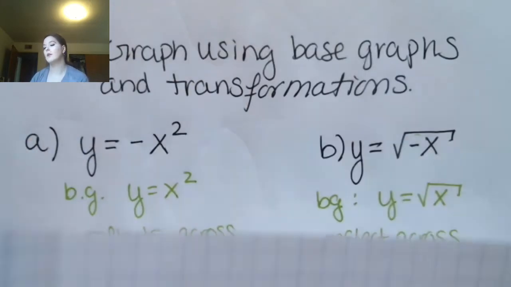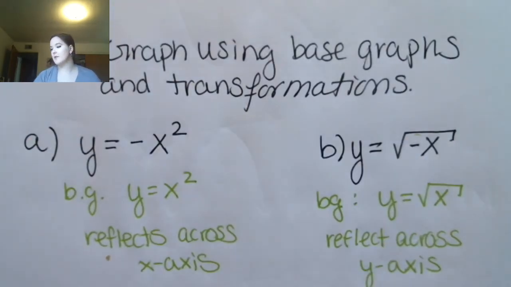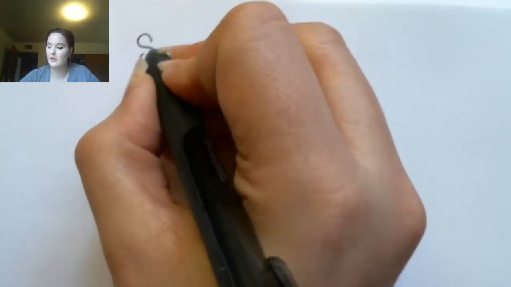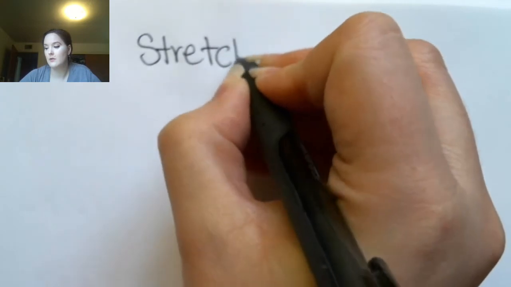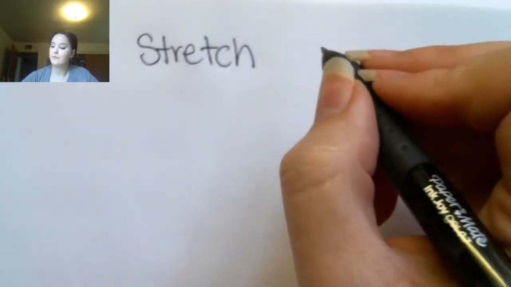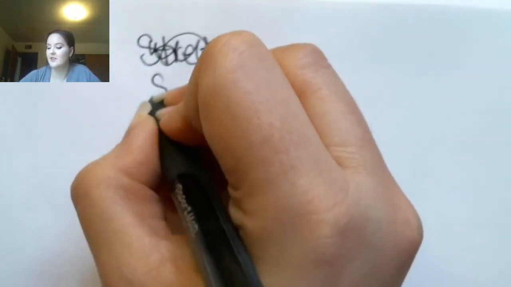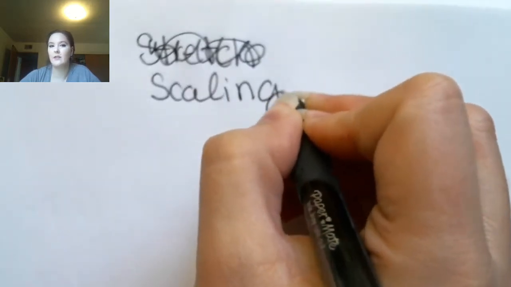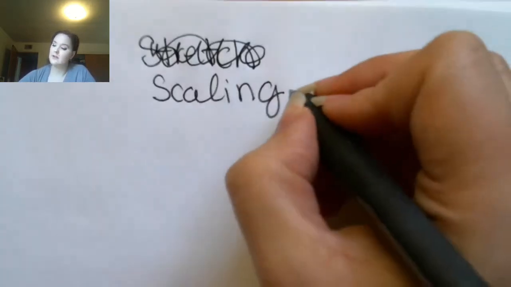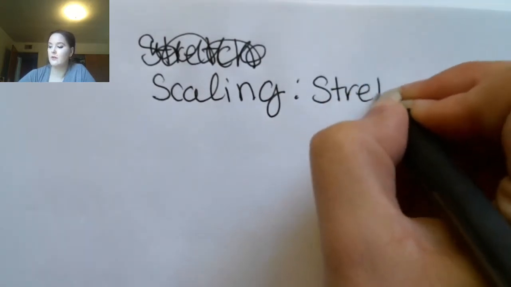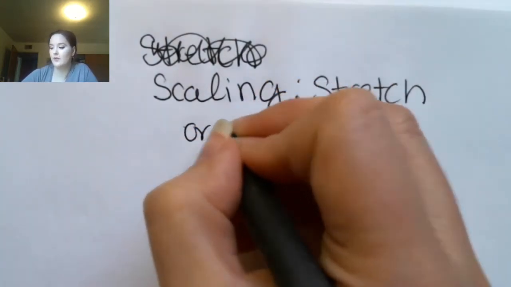All right, so let's talk about our last type of transformation. This is the one that I think gives the students the most trouble, so we're going to be extra careful and practice more of these. I guess the technical name for these is scaling. What scaling does is stretch or shrink the graph.